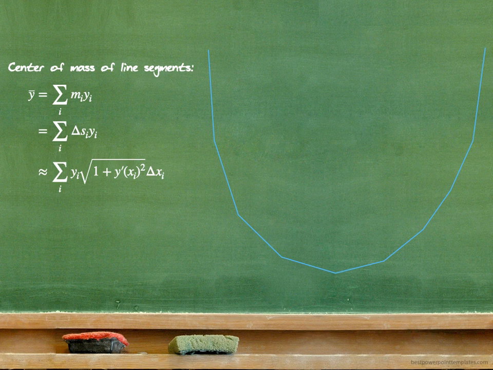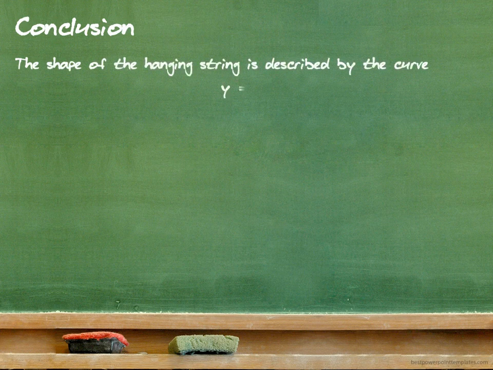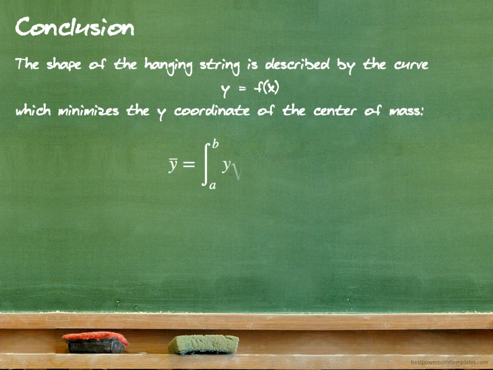Taking a limit of this formula as the number of line segments approaches infinity and their widths approach 0, we get a nice integral formula for the y-coordinate of the center of mass of the curve. Putting it all together, we need to find the function y of x which minimizes the y-coordinate of the center of mass, given by the integral from a to b of y times the square root of 1 plus y prime squared with respect to x. Here a and b are just arbitrary endpoints, which don't really matter.